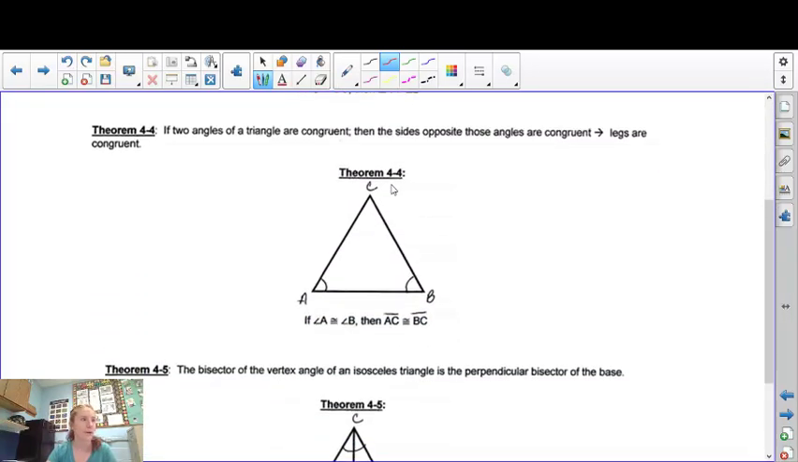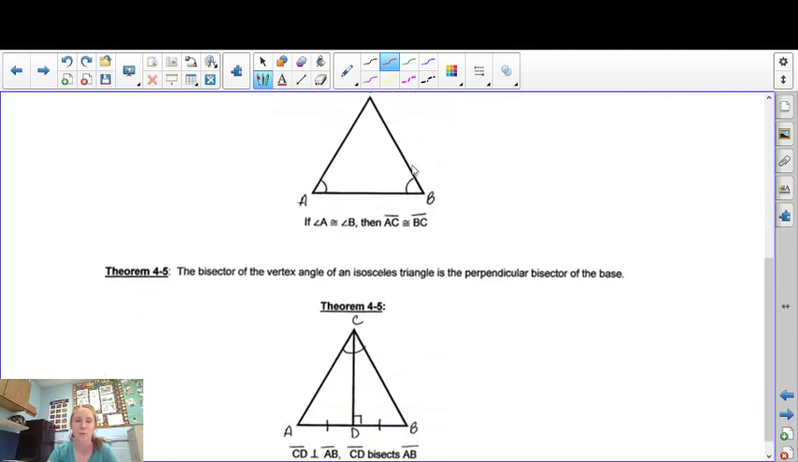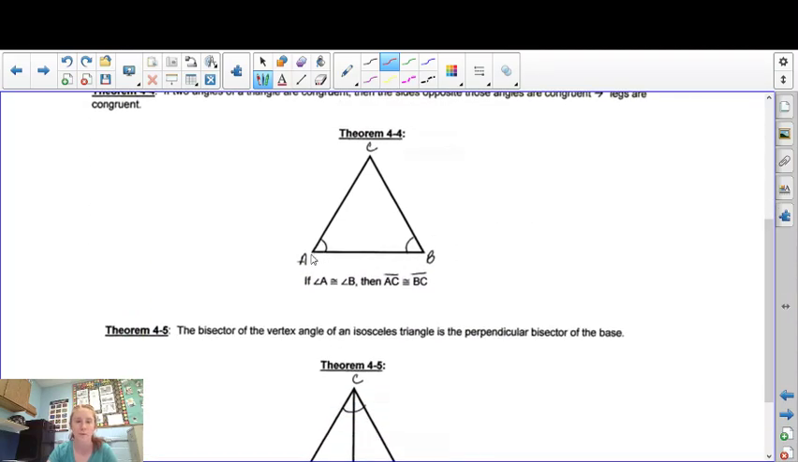Theorem 4 tells me that if two angles of a triangle are congruent, then the sides opposite those angles are congruent. So it kind of goes backwards. If I'm told that angle A is congruent to angle B, then I'm told that AC is congruent to BC. Again, going backwards.